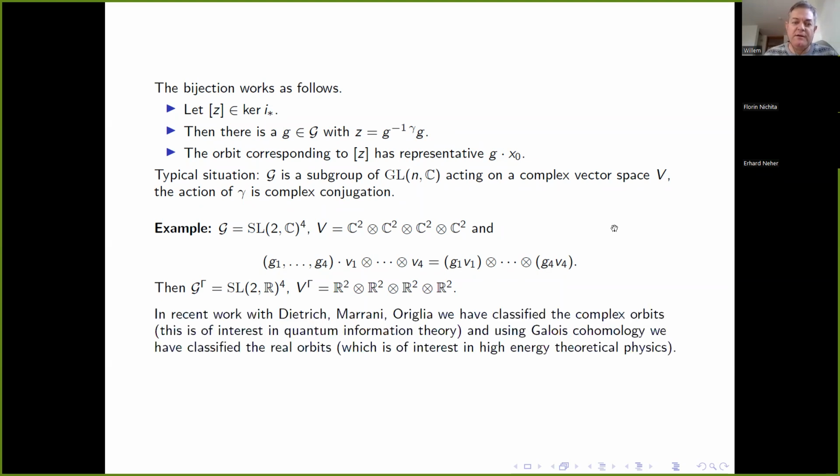Okay, and in recent work with Heiko Dietrich and Alessio Marani and Marcos Aurilia, we have classified the complex orbits, so over C, which is of interest in quantum information theory, and using heavily Galois cohomology, we have also classified the real orbits, and that's of interest in high energy theoretical physics. And one of our co-authors, Alessio Marani, is a physicist, so he knows all about these sort of things.